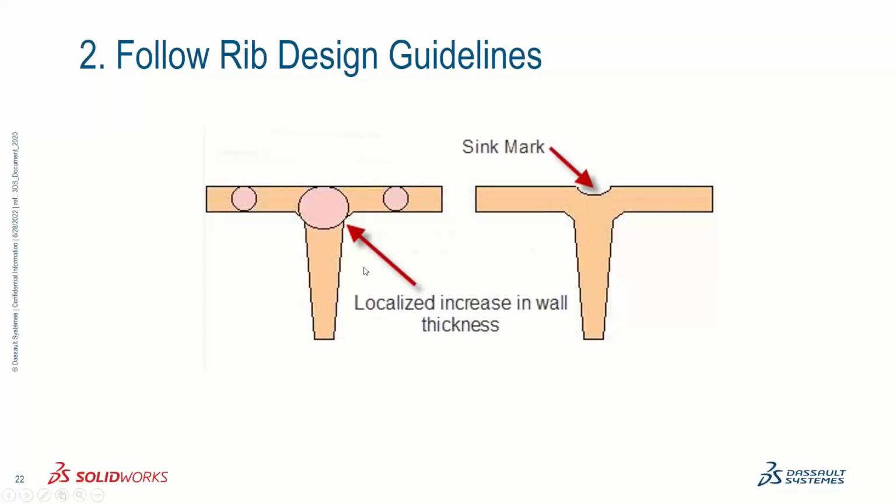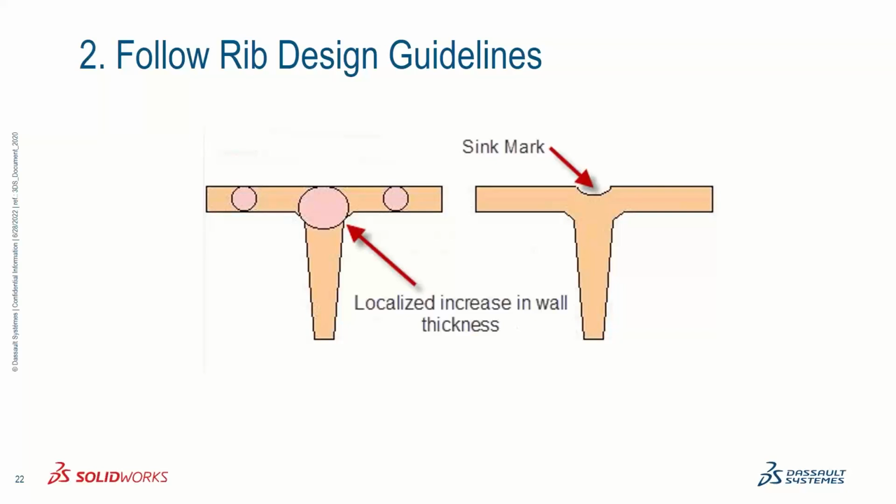The next design best practice is centered around ribs. Now, lots of plastic injection molded parts have rib features in the geometry. Ribs are typically used to add stiffness and strength to the part. Now, when you have ribs, at the base of the rib, where the rib connects to the nominal wall, you have a localized increase in the wall thickness. And this localized increase in the wall thickness can result in a phenomenon called sink mark.